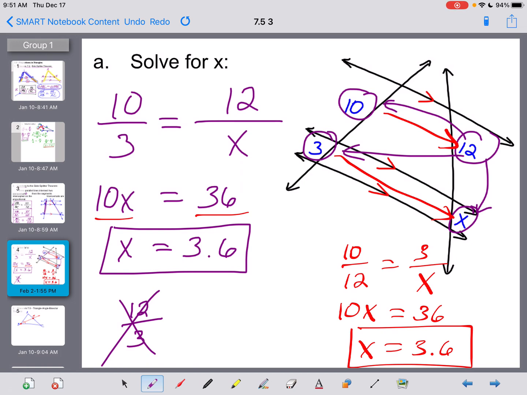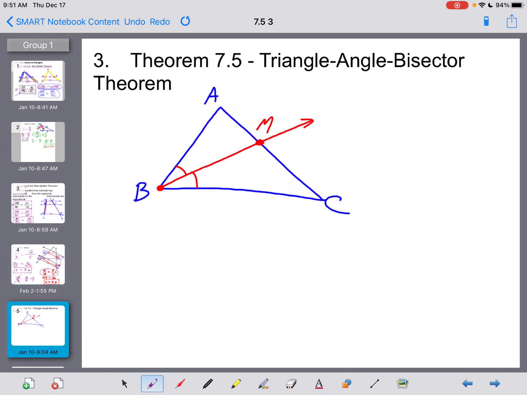But again, you could have done something like 12 over 10 is equal to x over 3, and that is really the same as this proportion right here, guys. So lots of different ways to get there. Okay, so we learned one theorem, Theorem 7.4, which was the side splitter theorem, and then we learned a corollary to go along with it.